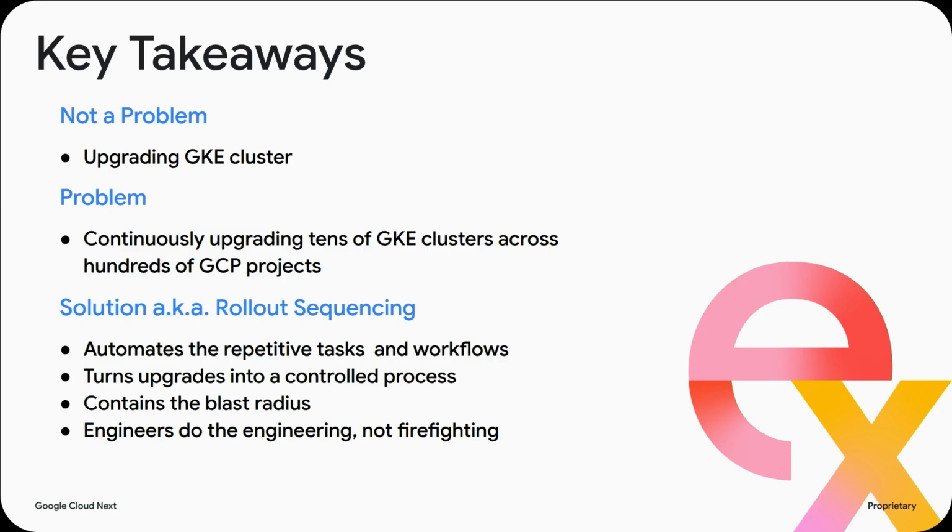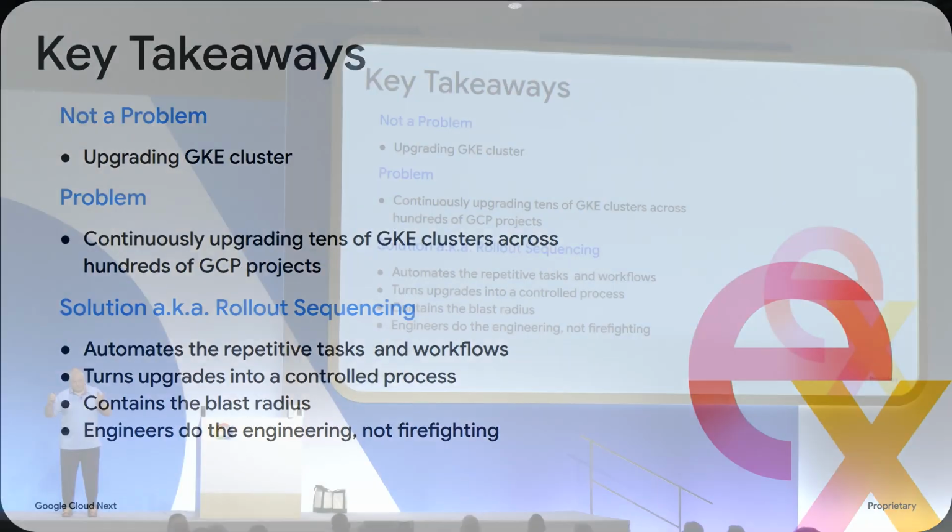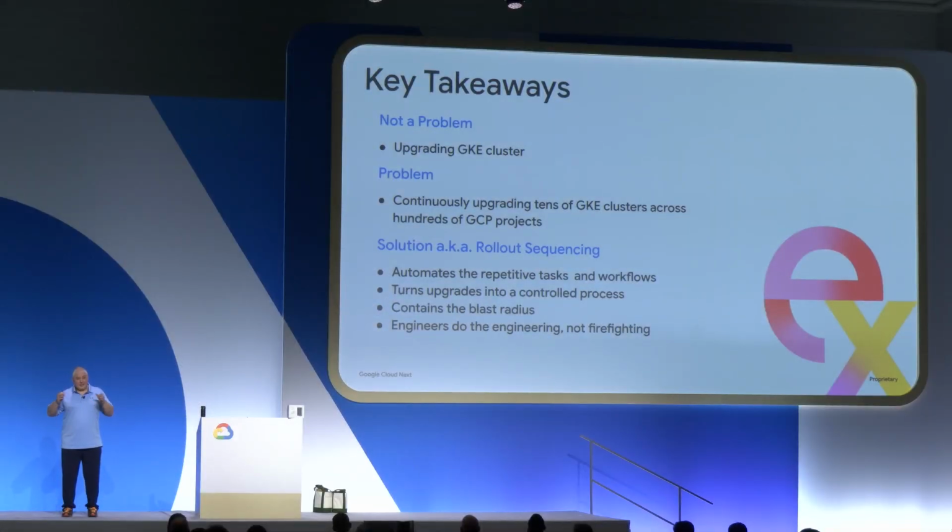So, key takeaways. What is not a problem? Upgrading a GKE cluster is not a problem. It's a polished, well-documented, known process. But continuously upgrading tens of GKE clusters across hundreds of GCP projects with a limited amount of engineering capacity, this is the problem. And for this, we need automation. And this automation is rolling sequences.